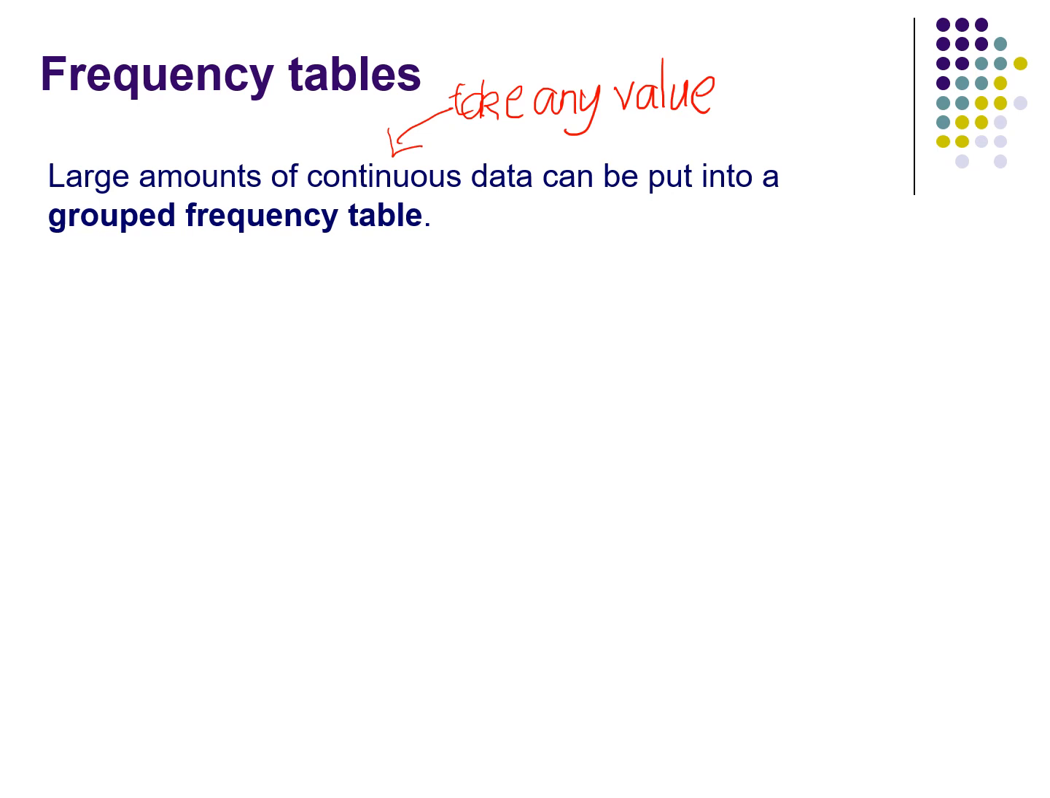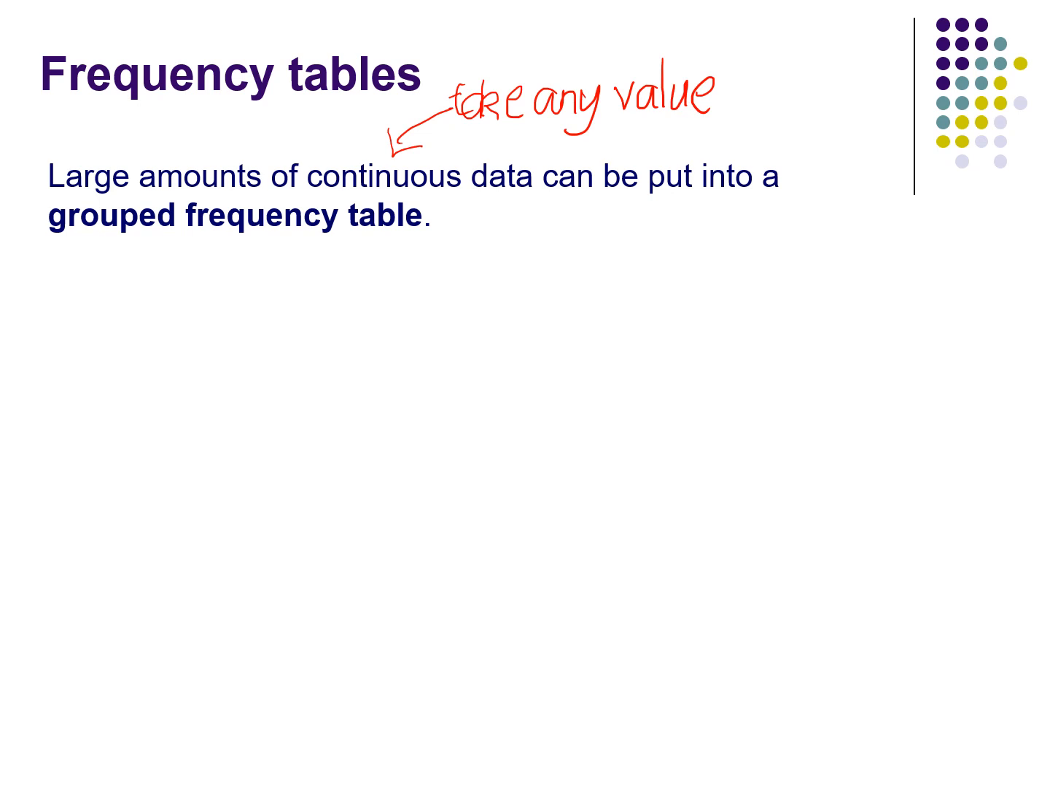Now, with continuous data, you can put that into what's called a grouped frequency table, where you take each of the data items and you put them within a specified set of intervals. You're sometimes asked about the benefits of putting them in a grouped frequency table: it makes the data easier to manage, especially if you've got a large number of data items.